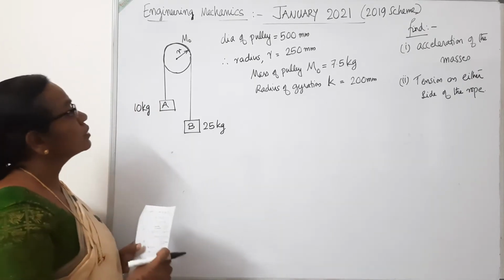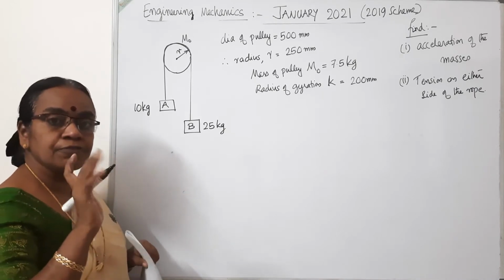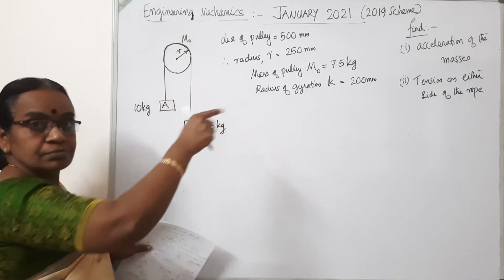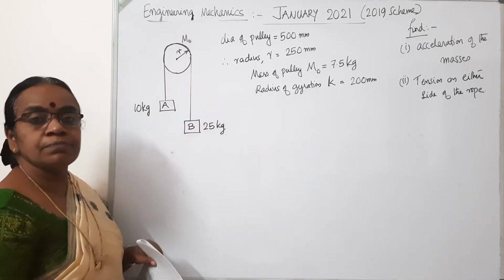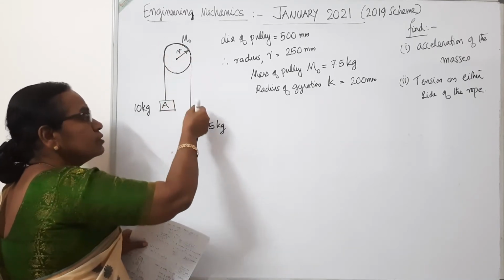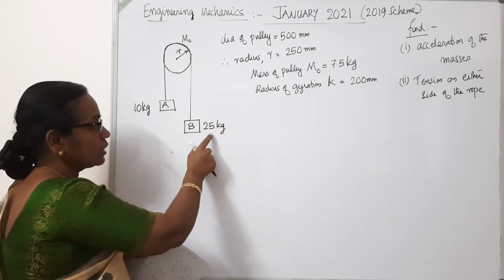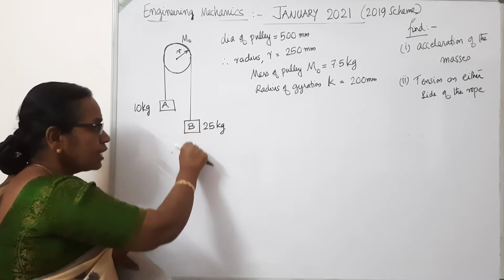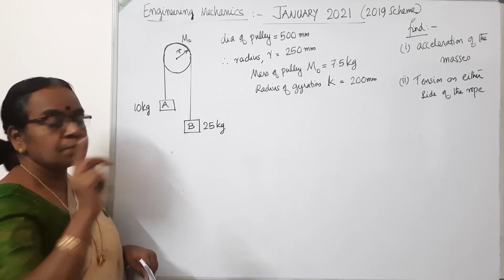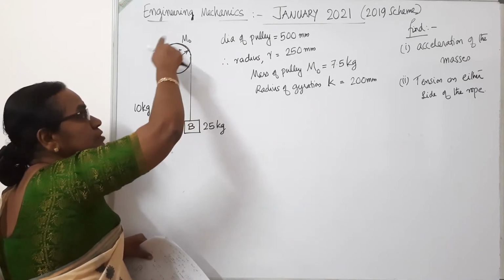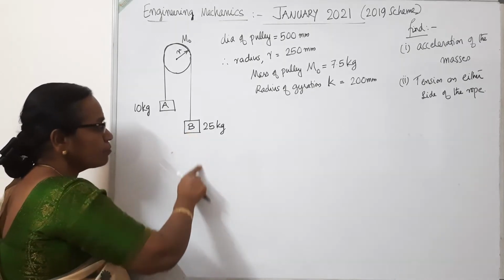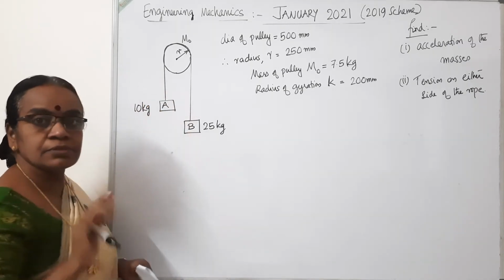So let us see. Here we have to consider three different motions separately. First one, the rotation of this pulley. The pulley rotates with some torque, and as a result of it rotating, this mass comes down. The higher mass, 25 kilogram, comes down and this mass moves up. So these are the three things you have to know: the pulley rotates because of some torque, and this mass comes down and this mass goes up.